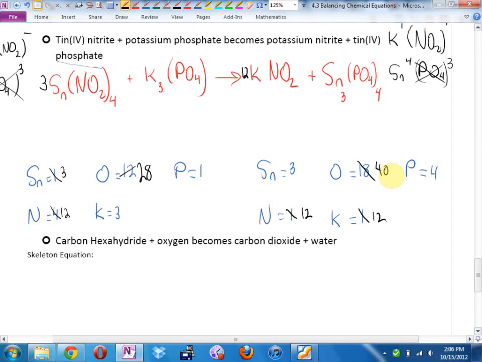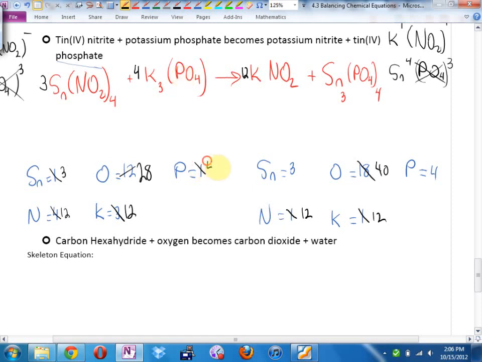Let's try the Ks. How many Ks do I have on the right-hand side? 12. How many Ks do I have on the left-hand side? How can I turn a K, a 3, into a 12? Times by 4? So let's put a 4 right here. That would times this by 4, making it 12. How many phosphoruses, how many P's would that now give us?